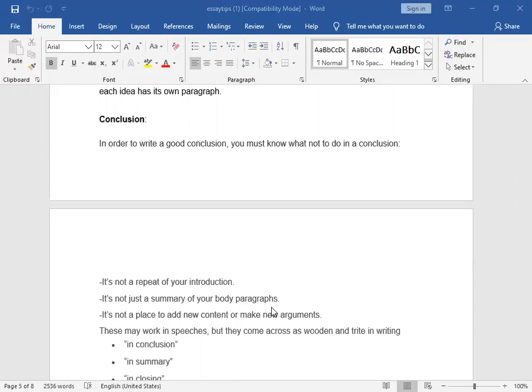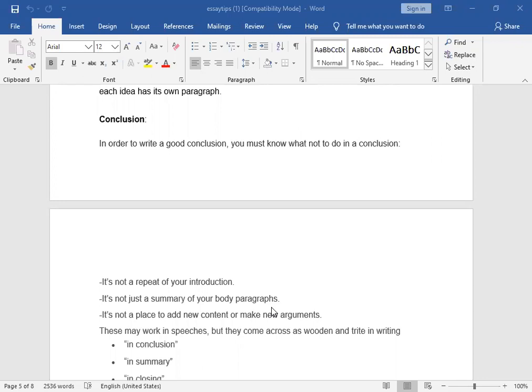Yes, you don't say, "If I witness another accident again, this time around I'll be better. That is the end of my story." Please don't do that kind of writing. It's not a place to add new content or make new arguments. I think I've explained that in the little part I've said.